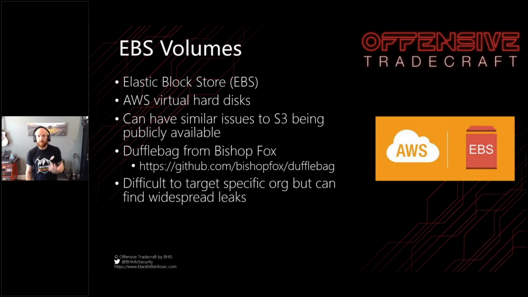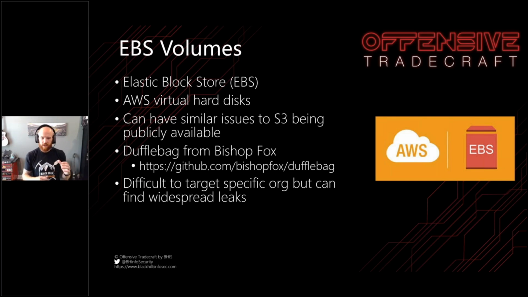Now, these can have similar issues to being public. Your S3 buckets are pretty easy to find if they're public, because there are ways to enumerate that data. The problem with EBS volumes is they're not really searchable in that sense, because of the nature of how they're built. There are petabytes of data to look through in public EBS snapshots, so it's difficult to target a specific org, but you can find widespread leaks if you just start searching. If you start running Dufflebag, you can start looking through some of the data.